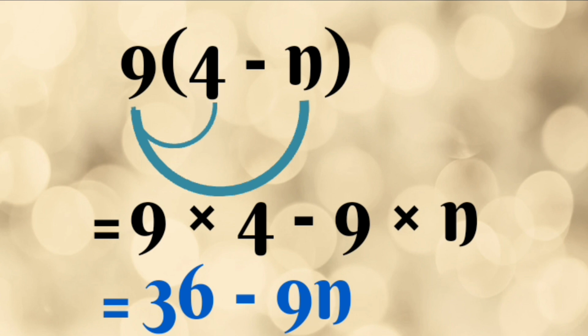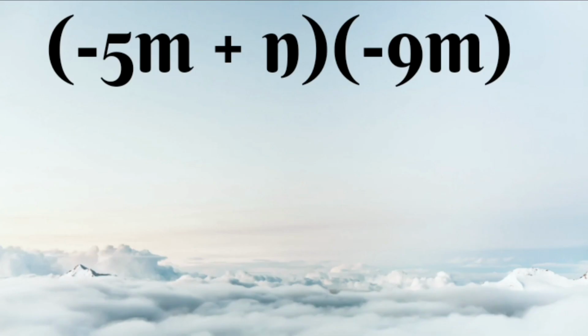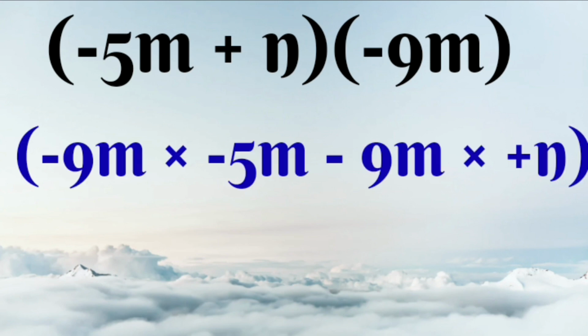Simple, right? Let's go ahead to look at another example. Minus 5m plus n times minus 9m. Remember, I said to remove the bracket from an algebraic expression, you use the term outside the brackets to multiply each term inside the brackets. So minus 9m will multiply minus 5m, and minus 9m will also multiply plus n. Hence, you'd have minus 9m times minus 5m, minus 9m times plus n.